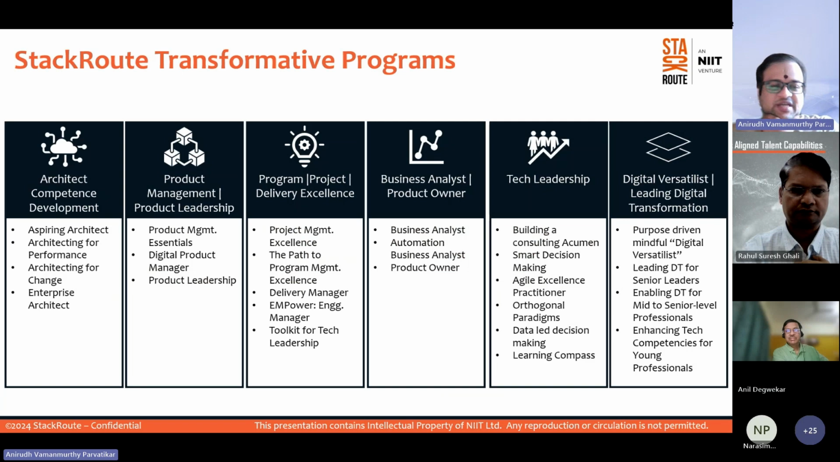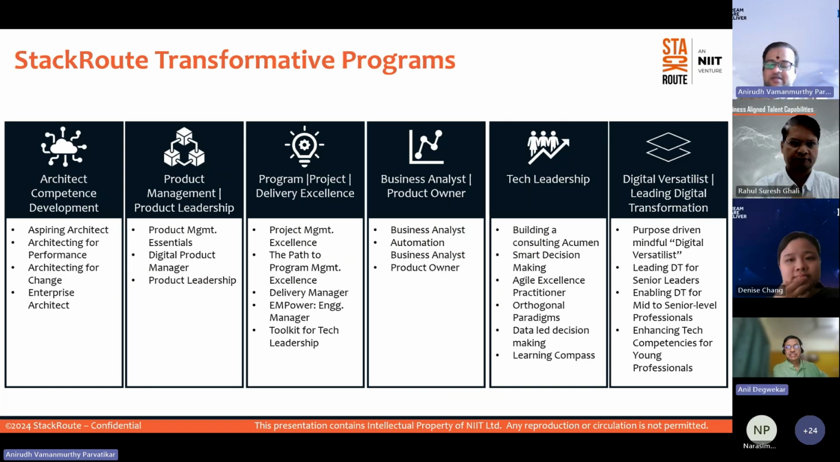So let me just share a context. This webinar is part of the Stackroot Transformative team, where the core focus areas for the offerings we look at range from architect competence development, product management, project and delivery excellence, business analyst, tech leadership, to digital versatilist. These interventions are focused on competence development across the technical ladder and the delivery roles, from entry level to the senior most and leadership.